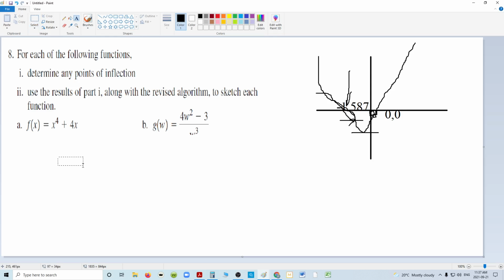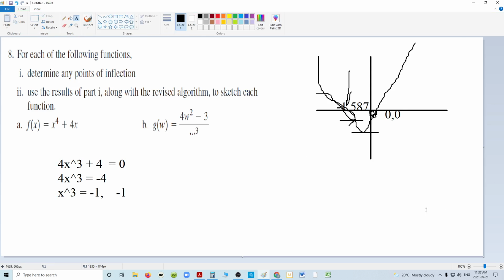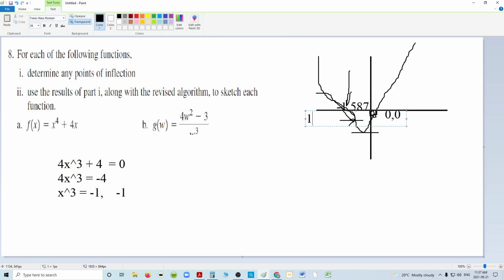And we're going to get 4x cubed plus 4. And we're going to set that to 0. So you're going to get 4x cubed is equal to negative 4. And we're going to get x cubed is equal to negative 1, which means when I take the cube root of that, I get negative 1, which means I'm going to have an inflection point here at negative 1.